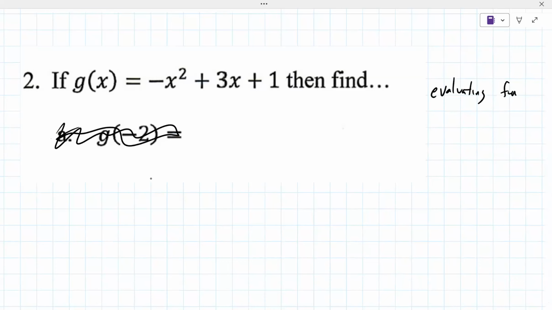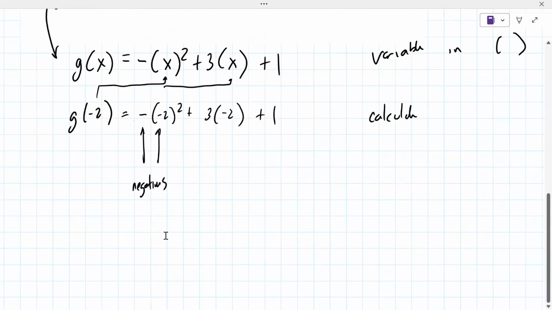g of -2 equals -4 - 6 + 1. So it sounds like you're doing it by hand, which is fine. I want the final answer. g of -2 equals -9. Yes, very good.